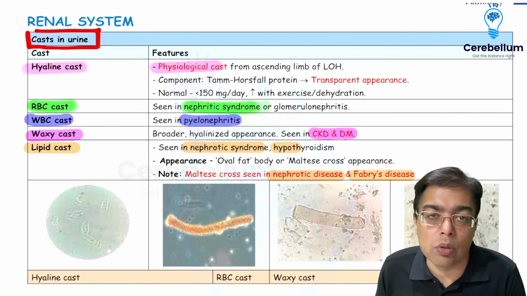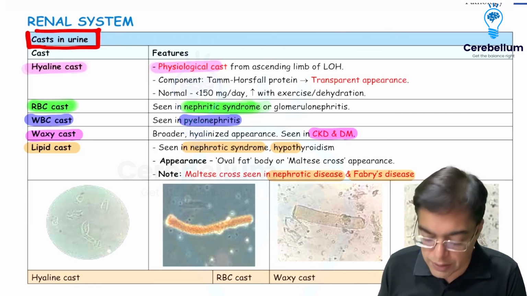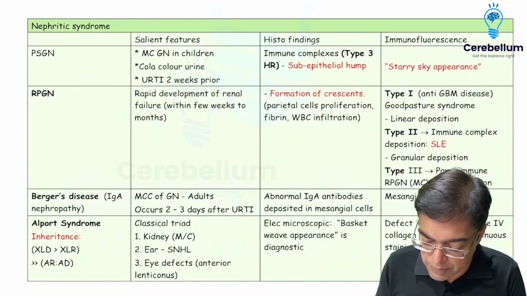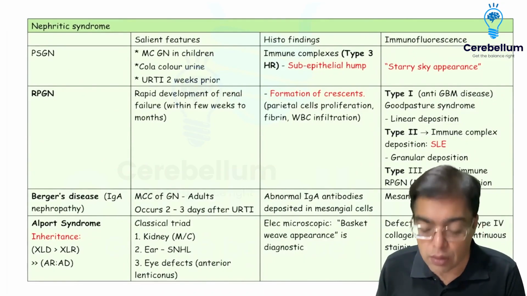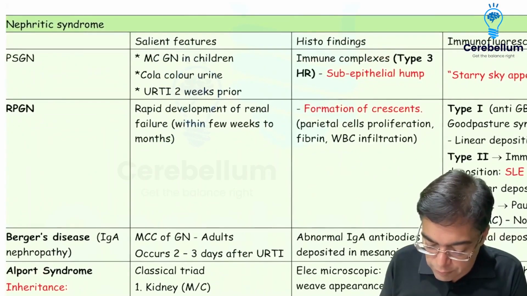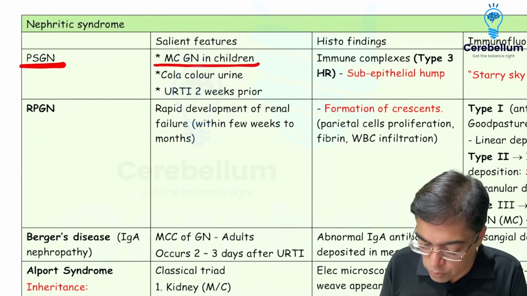Talking now about the glomerular disorders, we shall be dividing them into nephritic syndrome and nephrotic syndrome. The nephritic syndrome conditions, also called glomerulonephritis, can be remembered easily with their salient features in this particular table. If I'm talking about the most common cause of nephritic syndrome in the pediatric population, that is to be remembered and answered in the exam as post-streptococcal glomerulonephritis.